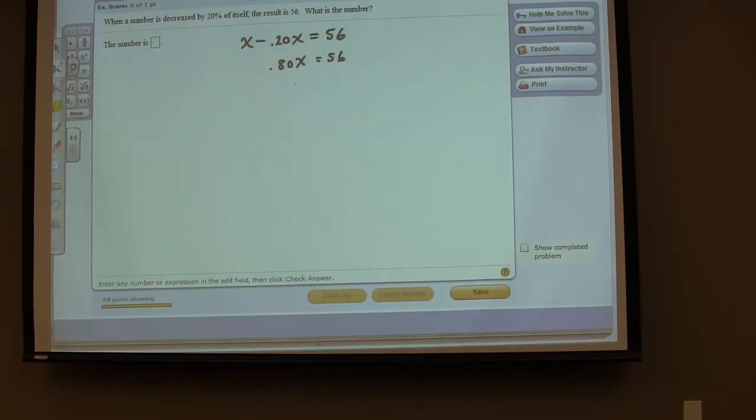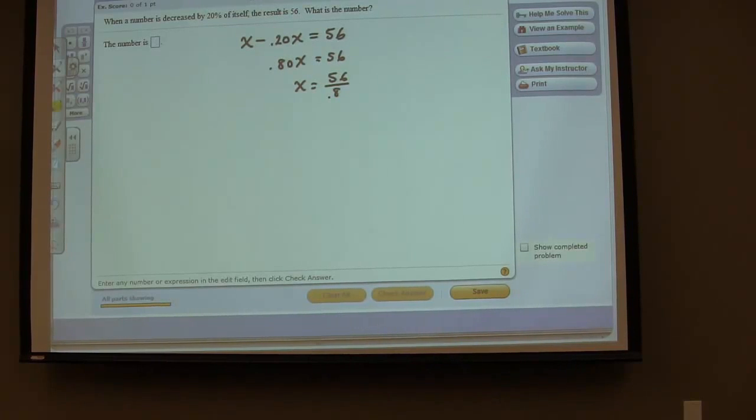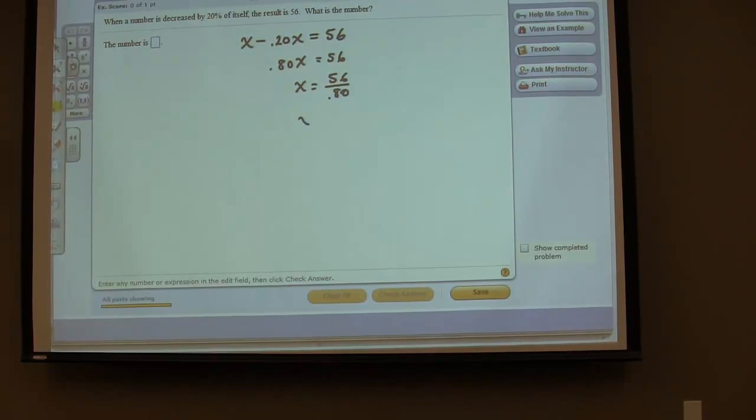Now we need to move the 0.80. So x is equal to 70.